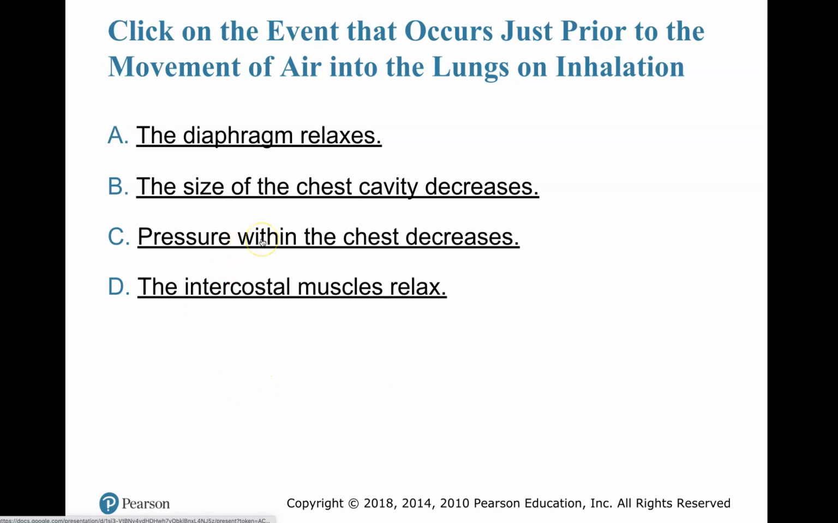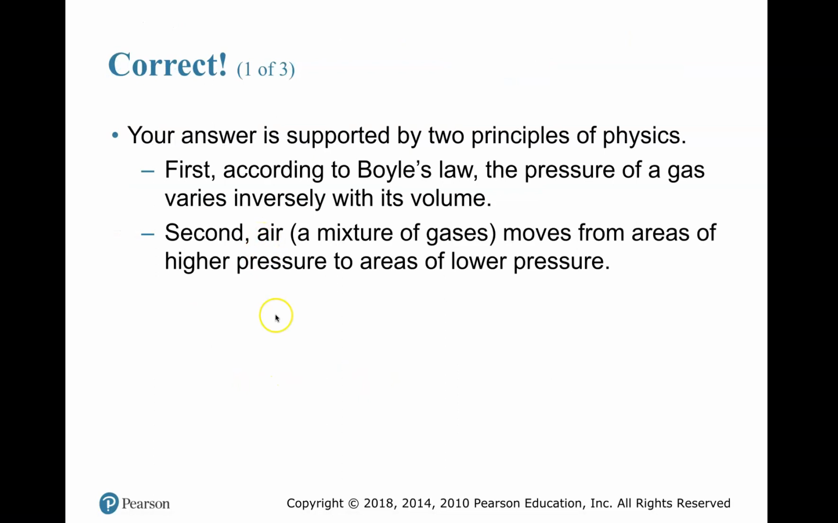If you chose C, pressure within the chest decreases, you would be correct. Your answer is supported by two principles of physics. First, according to Boyle's law, the pressure of gas varies inversely with its volume. Second, air, a mixture of gases, moves from areas of higher pressure to areas of lower pressure.